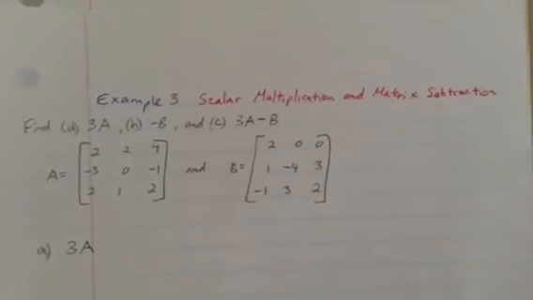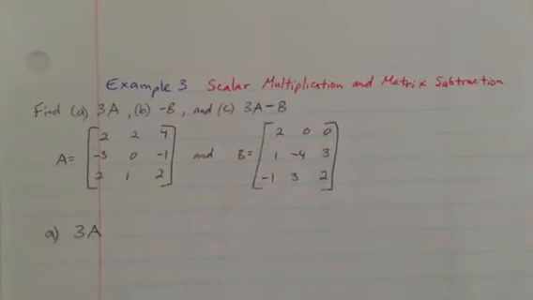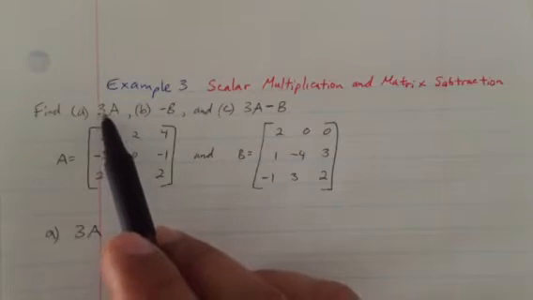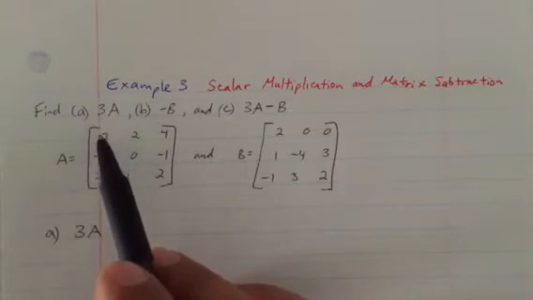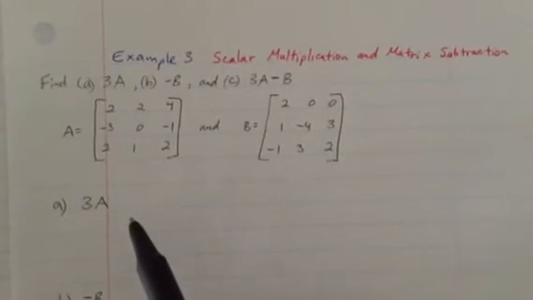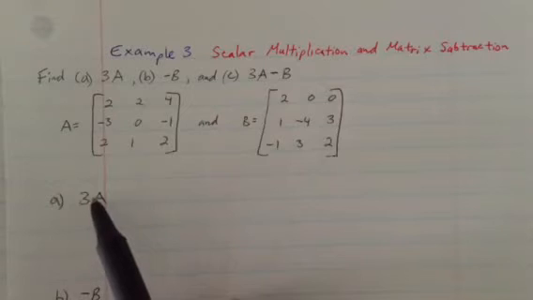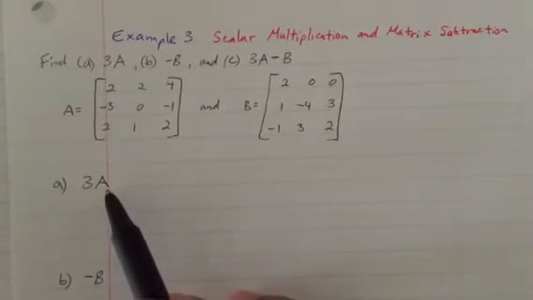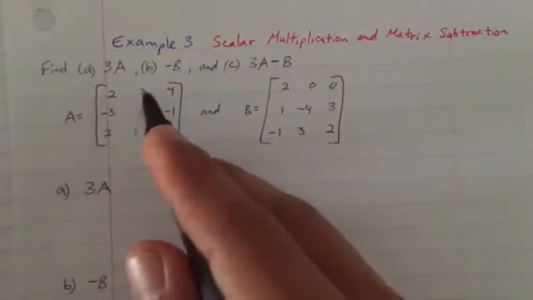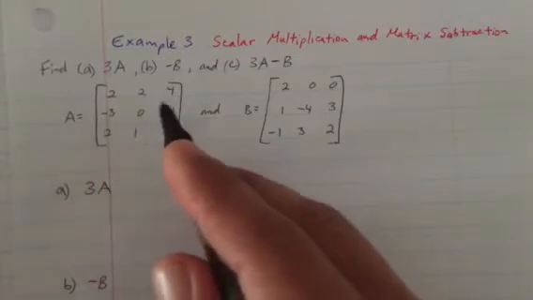So example 3 right here is scalar multiplication and matrix subtraction. So a scalar is just an integer that when working with matrices we call a scalar. So for example here, the 3 would be a scalar because it's going to be multiplied times this matrix right here. So for example, letter A, they're asking us to multiply 3 times A. So 3 is a scalar, so we're going to just multiply 3 times each of the entries. So 3 times 2, 3 times 2, 3 times 4, 3 times negative 3, and so forth.